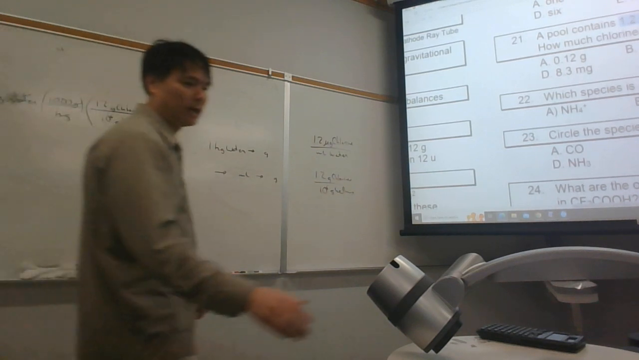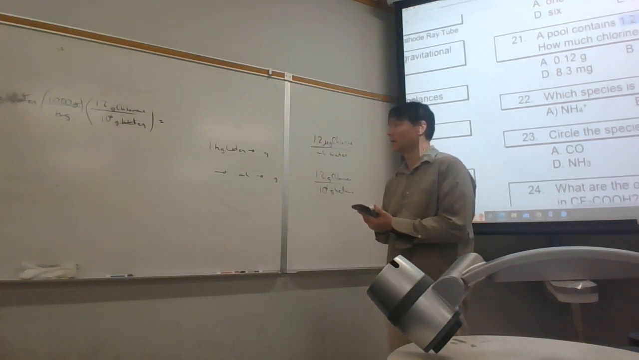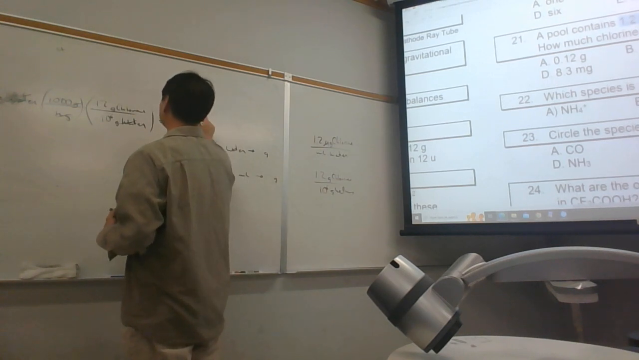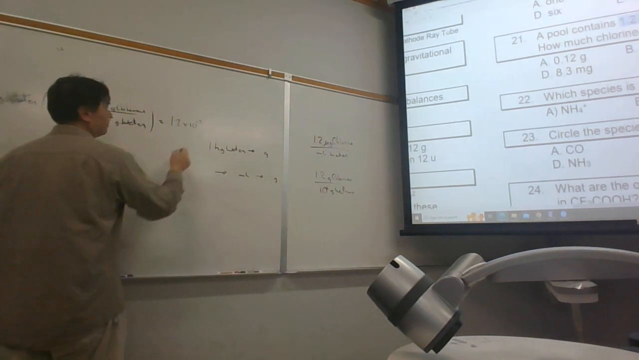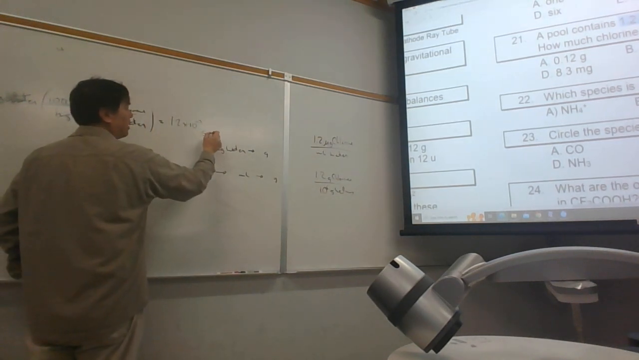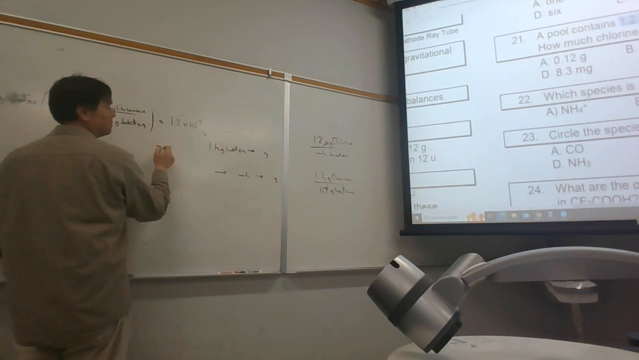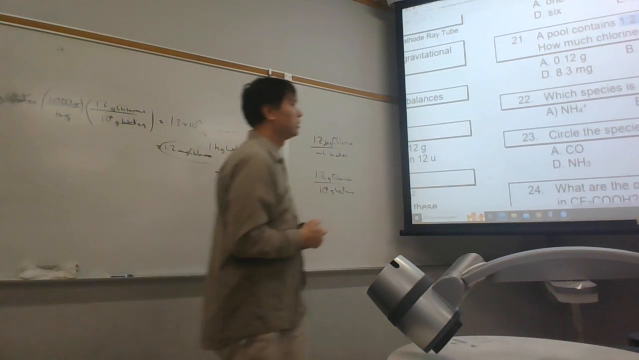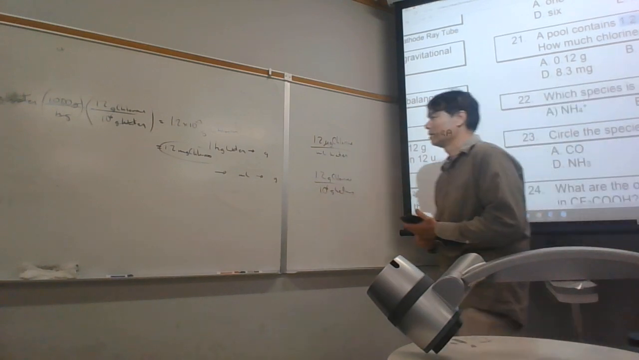So let's figure it out. 1.2 times 10 to the negative third. Or 1.2 times 10 to the negative third, yeah. So yeah, we get 1.2 milligrams of chlorine. And so this would be 1.2 milligrams, if you can do that in your head, or you can convert it. E, correct answer.